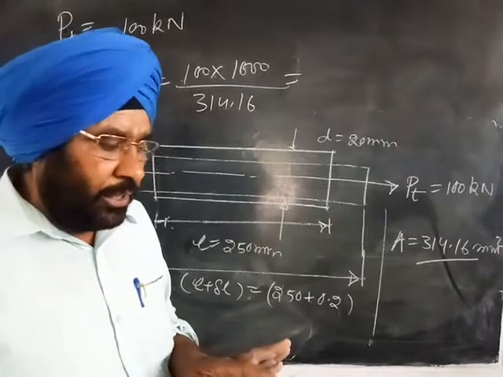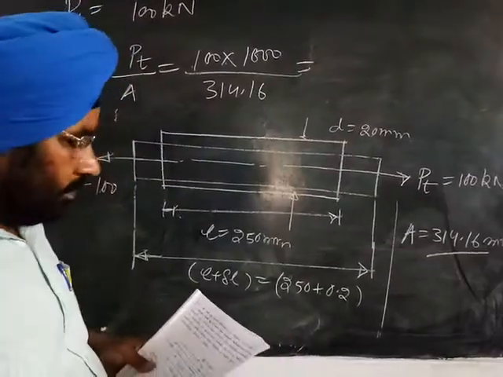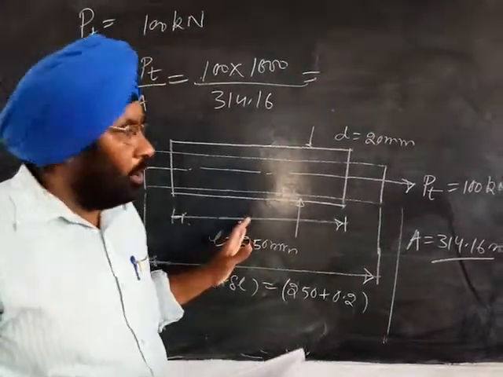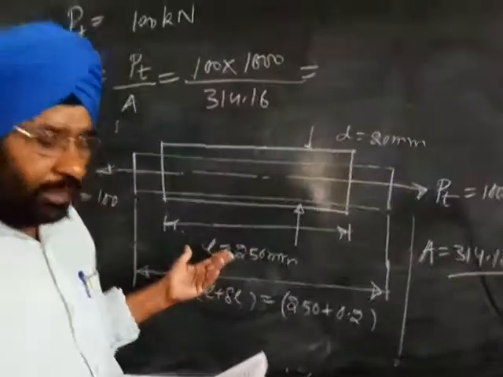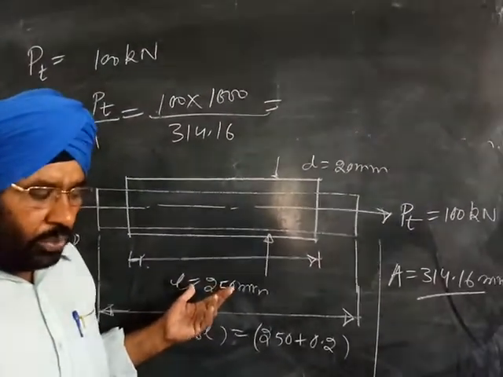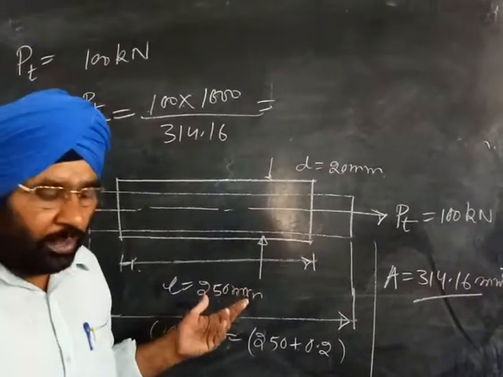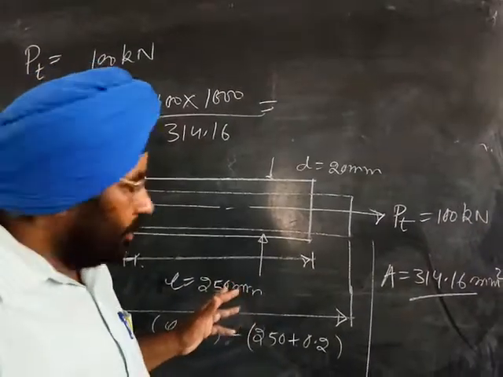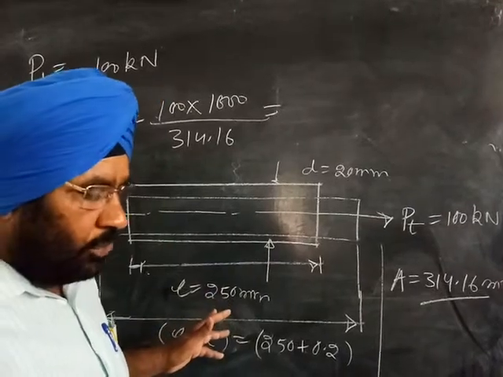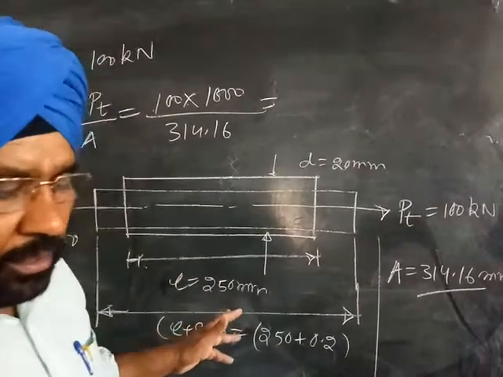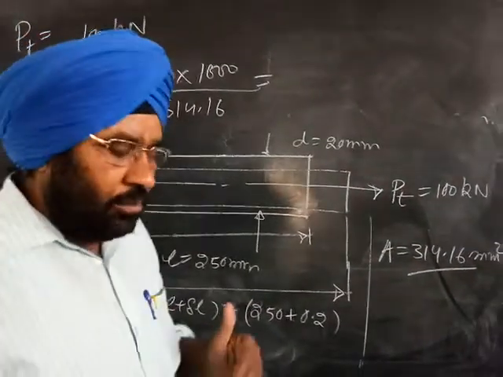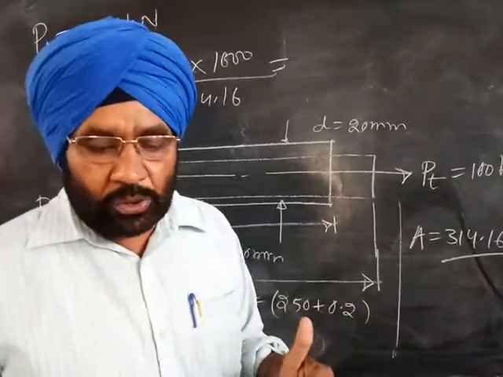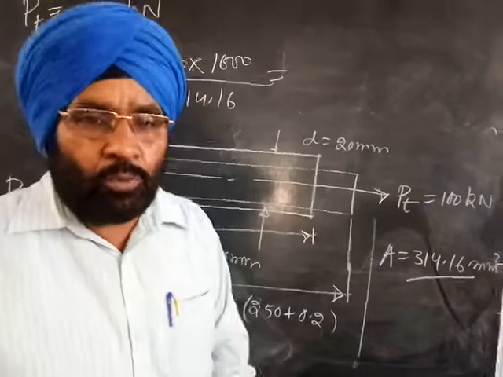A rod of 20 mm diameter is subjected to an axial tensile load of 100 kN. The measured extension over the gauge length of 250 mm was 0.2 mm. The contraction in diameter is 0.005 mm. Calculate the value of Young's modulus of elasticity, bulk modulus and modulus of rigidity after calculating Poisson ratio.